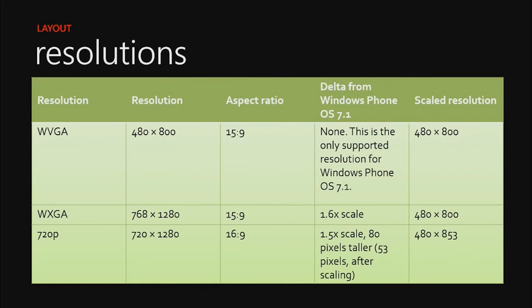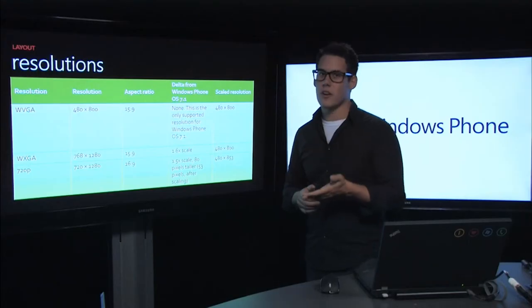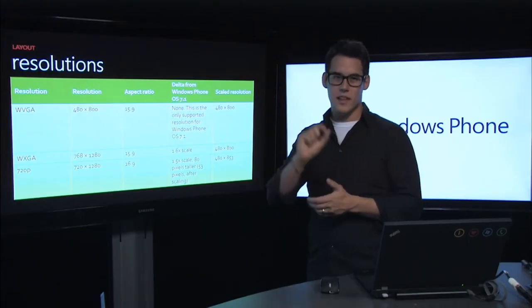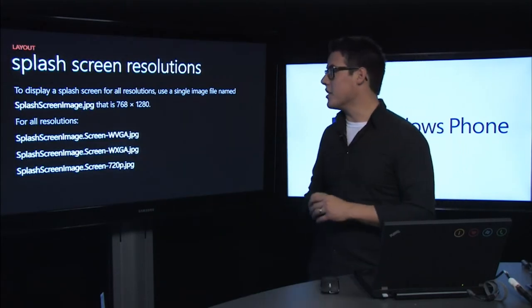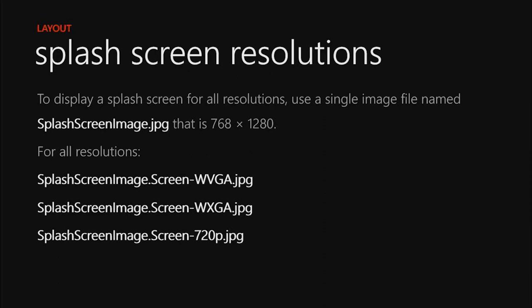It's 80 pixels taller, and you'll be able to account for that in your Windows Phone 8 applications. But if it's just a ported-over 7.5 application, you'll notice that black strip along the top. Here are a couple of things to note when you're designing as a designer for multiple resolutions.